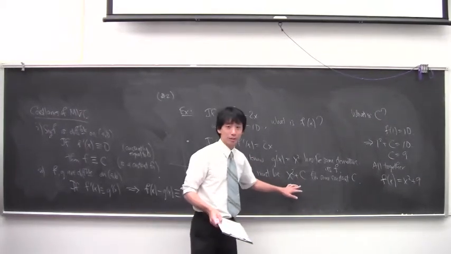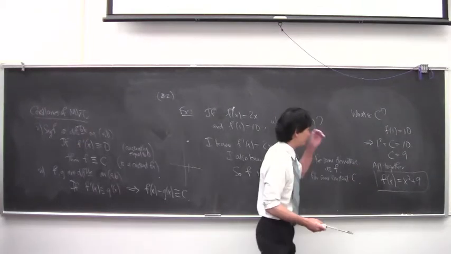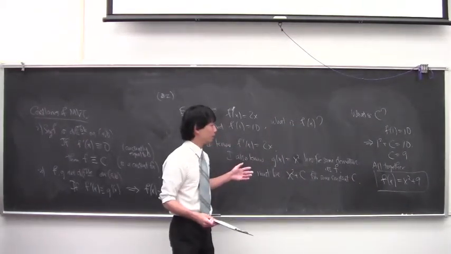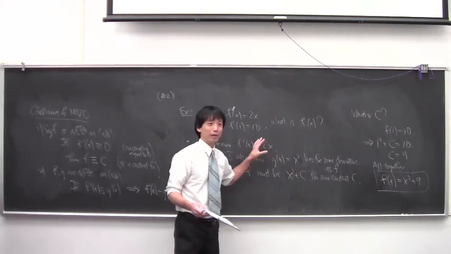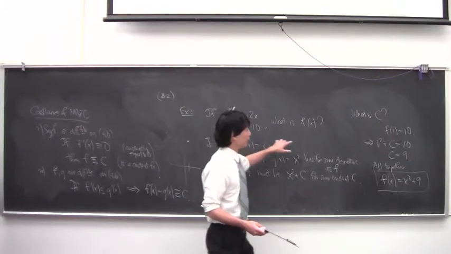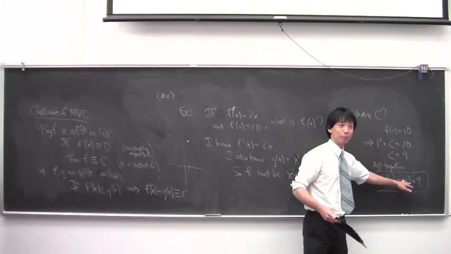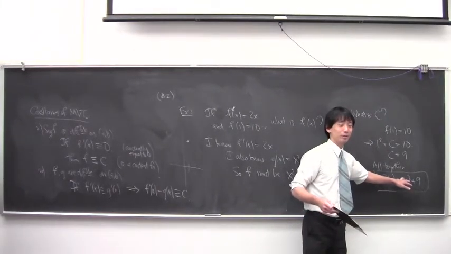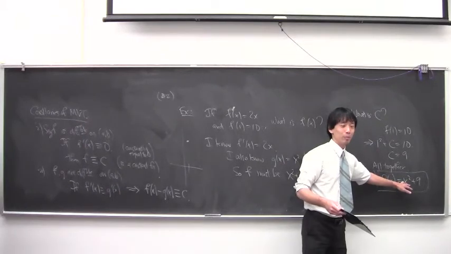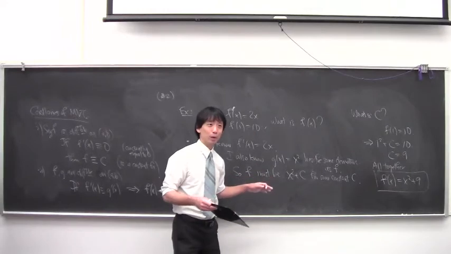Yeah, that's a great point. This is what people often think. They say, well, if I know this, I'm just going to guess this. f of x is x squared plus 9, and it works. So I figured it out. But the point of this is rather that nothing else will work.